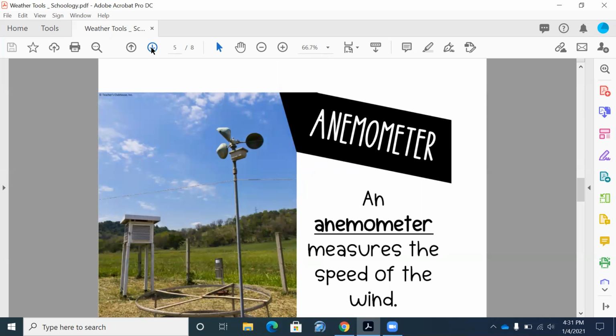All right, an anemometer measures the speed of the wind. This one has a little bit more technology to it because it has little radio signals and sonar, basically a computer inside to help measure how fast or slow the wind is. So it's not telling us where the wind is coming from, it's how fast the wind is pushing it. So this one's a little bit more techy.